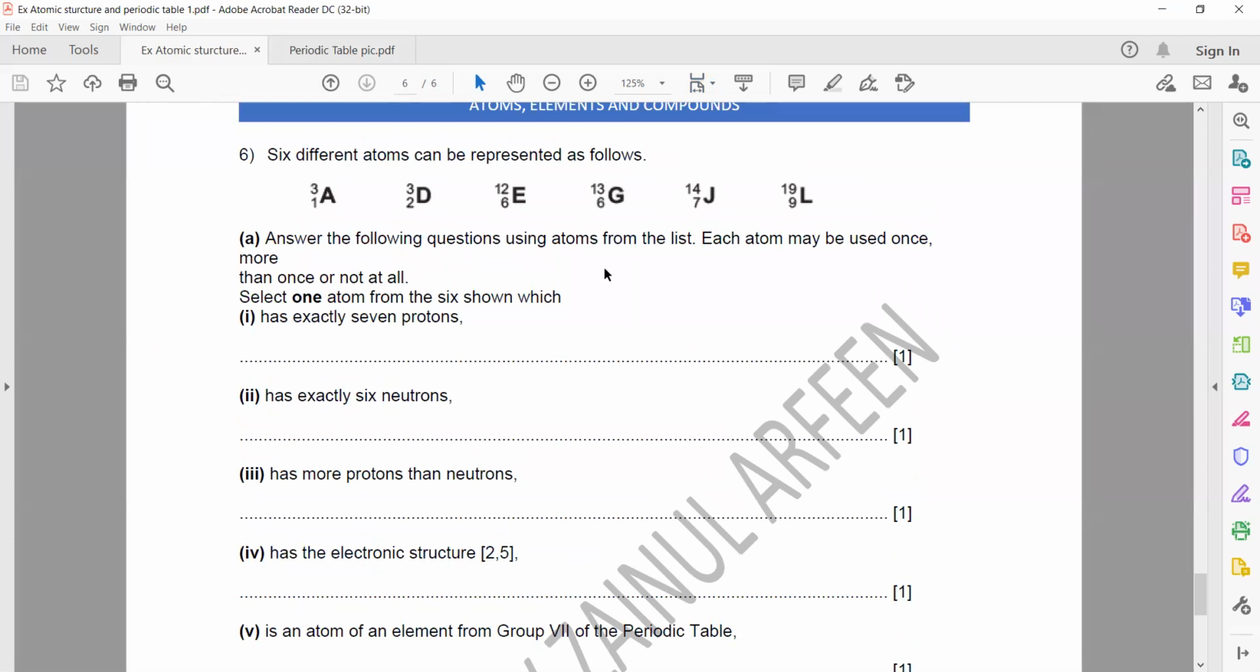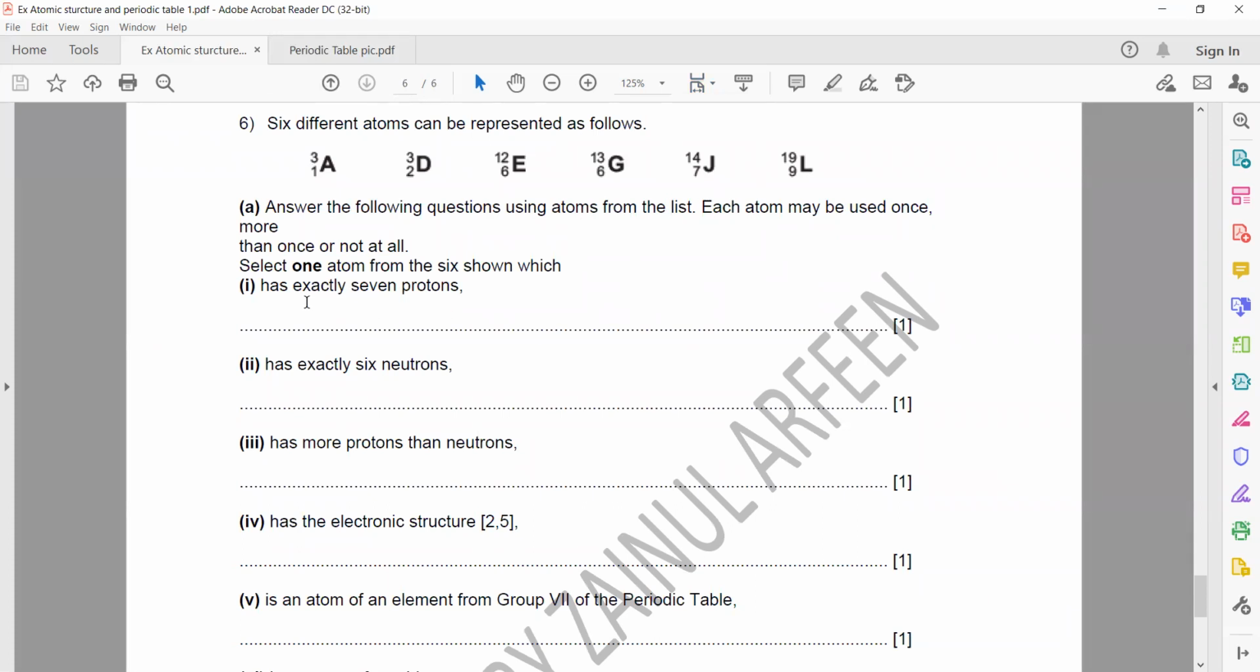Six different atoms can be represented as follows. Answer the following questions using atoms from the list. Each atom may be used once, more than once, or not at all. So it's not necessary that you use all of them. First one, select the one atom from the 6 shown that has exactly 7 protons. Which has 7 protons? Basically, the lower number represents the proton number. So you can clearly see element J has 7 protons, because the atomic number represents the number of protons.